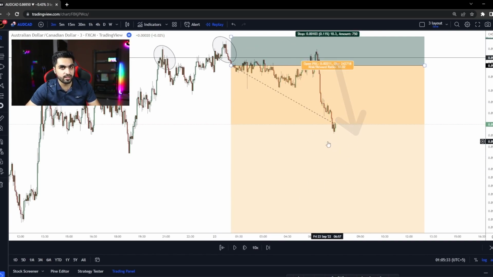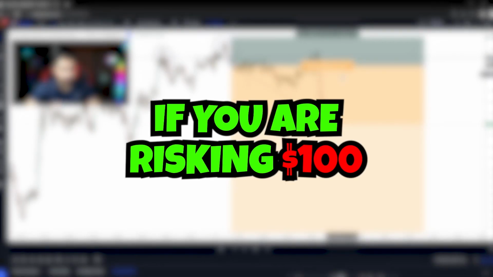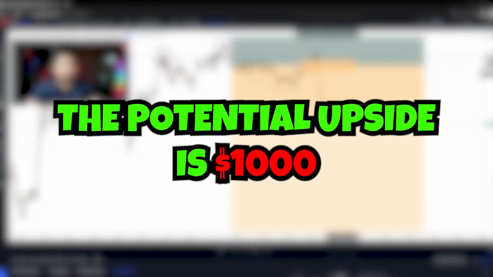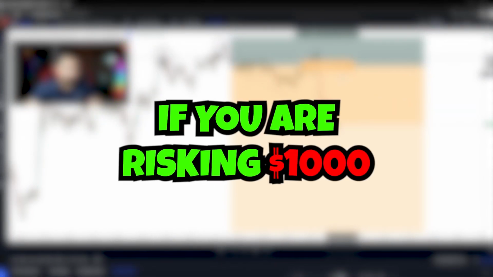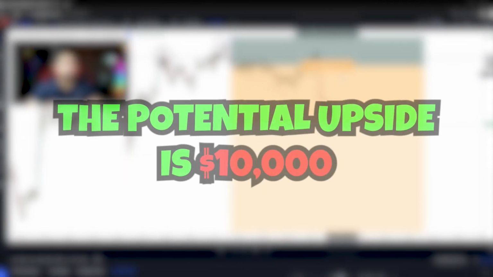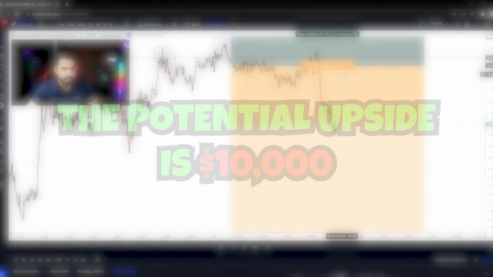So we're just gonna see whether they're gonna drop towards our lower low, which is our targeted area. And we are already expecting a 10 reward from this trade. So meaning if you are risking $100 on this trade, the potential upside is $1,000. If you are risking $1,000 on this trade, then the potential upside is $10,000.